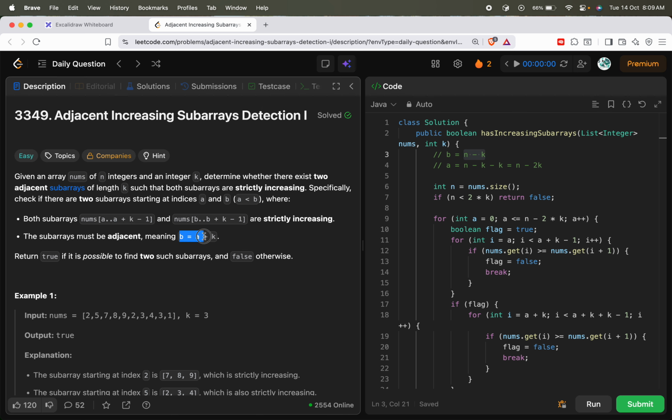Since b is equal to a plus k, then a will be equal to b minus k. So a is equal to n minus 2k. So the last possible index for a is equal to n minus 2 times k. Okay, so we can start a at 0 and go all the way up to n minus 2k. Accordingly, given a, we can pick b equal to a plus k, right?